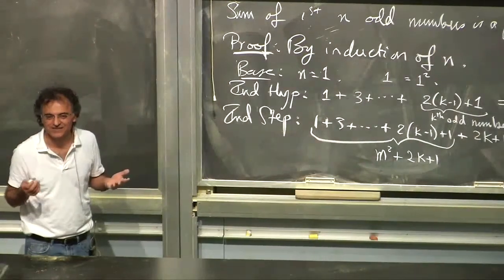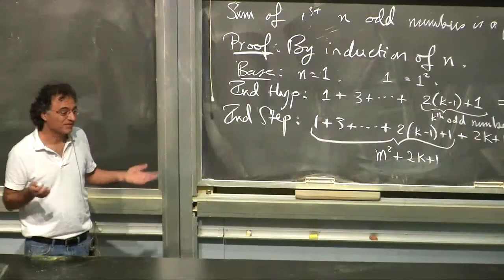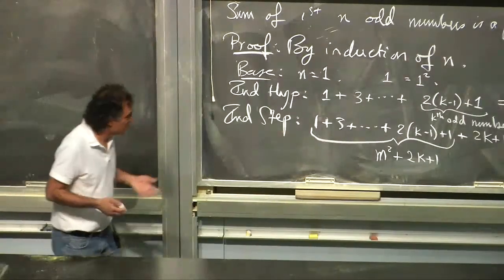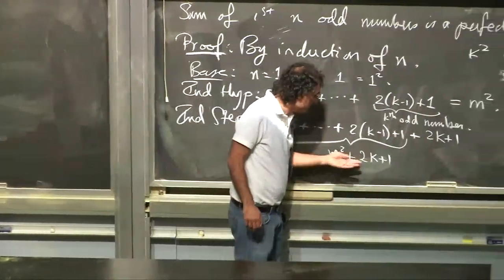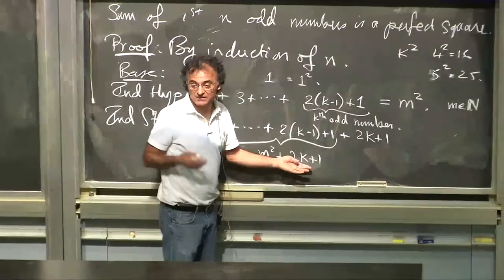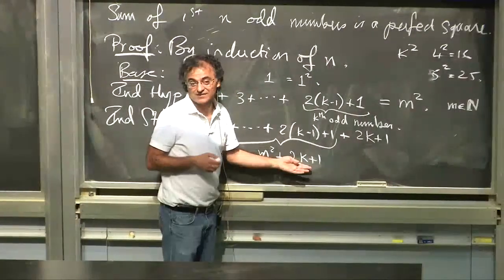That's nonsense, right? How could you ever conclude that's a perfect square? There's no relationship between, I mean, what do we know about m versus k? Why should this be a perfect square?